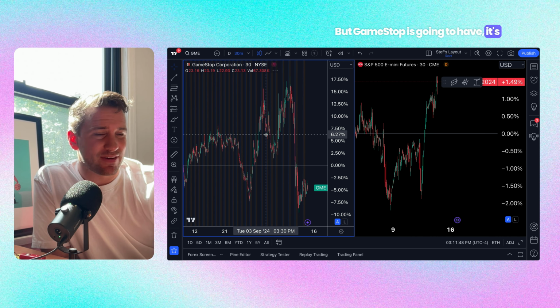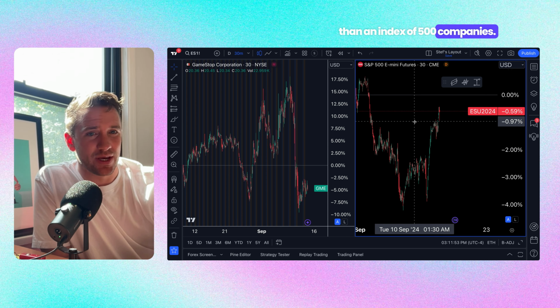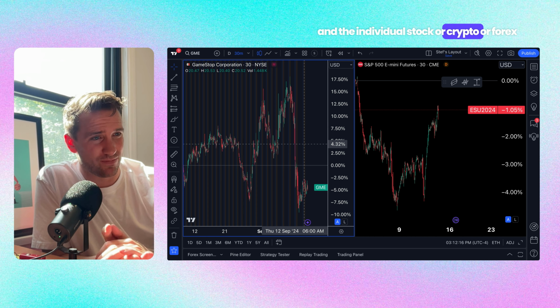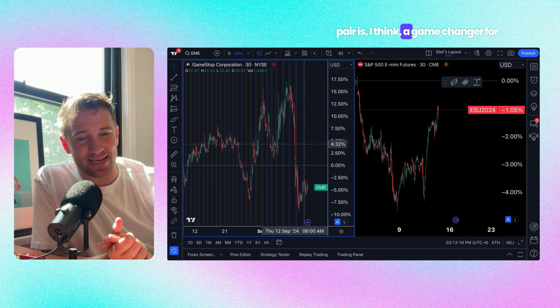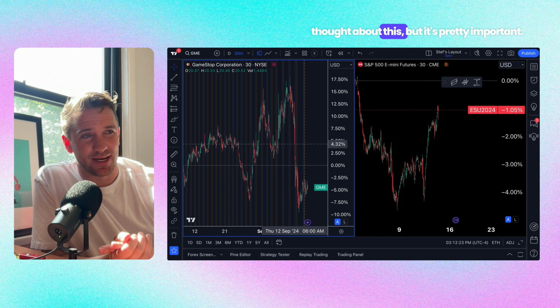But GameStop is an individual stock, naturally far more volatility than an index of 500 companies. So as you start to feel how they are trading relative to each other, you can also then ask yourself, is this volatility of buying or trading this individual stock worth it when I could just buy or trade this massive index with less volatility that's already going the same direction? So this intermarket analysis between the broad market and the individual stock or crypto or Forex pair is, I think, a game changer for the new investors and traders out there. You may already do this. Maybe you haven't thought about this, but it's pretty important.